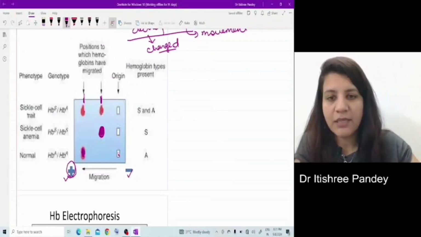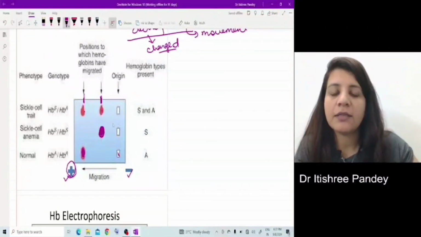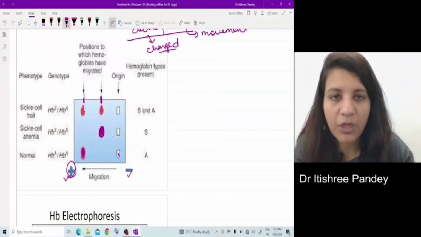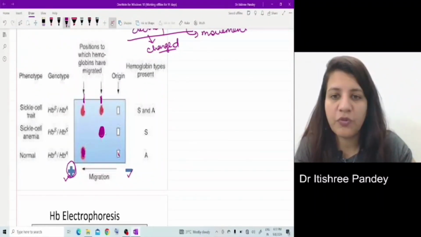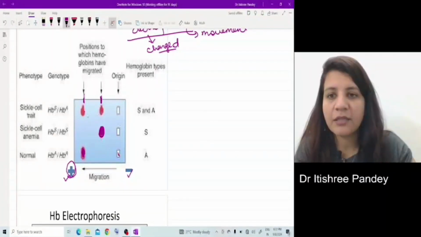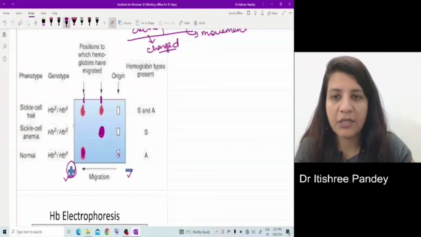As we can see, normal hemoglobin reaches till the cathode, whereas in sickle cell anemia, as glutamate is replaced by valine, it doesn't go as far, it remains close to the origin. And in sickle cell trait, as both kinds of hemoglobin are present, that is hemoglobin A and hemoglobin S, two bands will be seen in the electrophoresis.